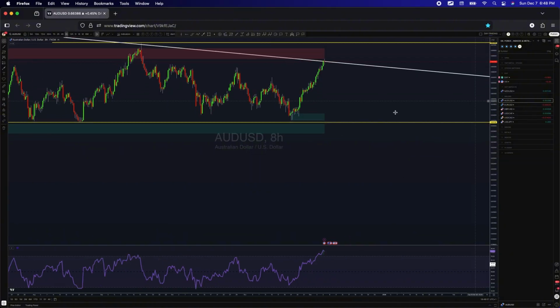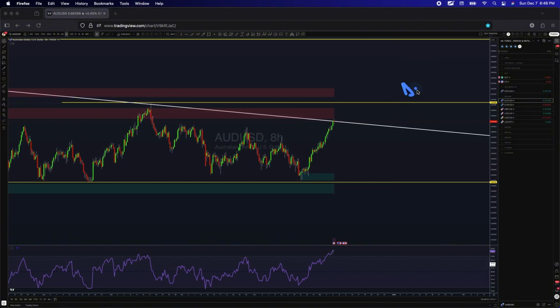Number one thing I will be expecting from this pair is that I need to see a divergence. Number two, I want to see a break and retest of structure. I want to see something like this: drop, up, divergence like that, break, pull back, and then short. That's what I mean by break and retest of structure.